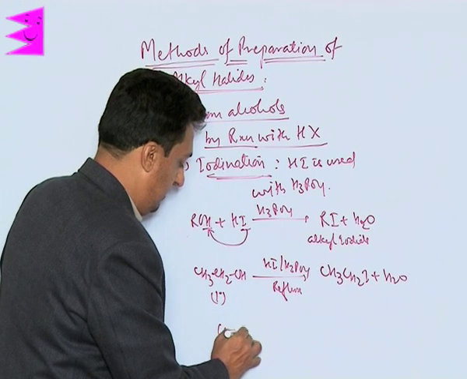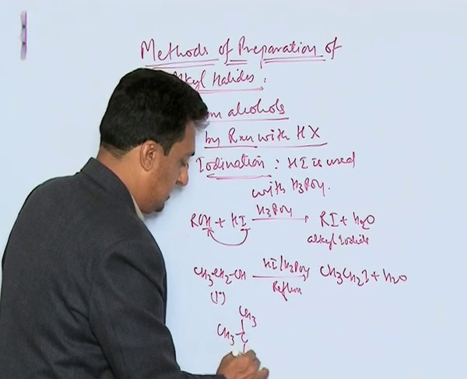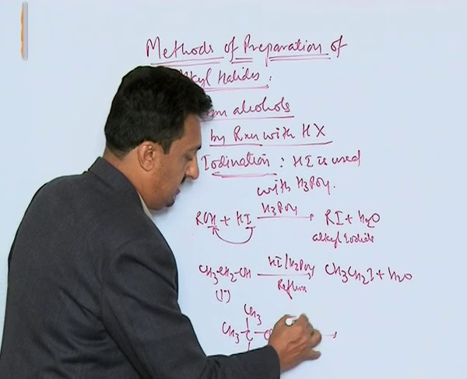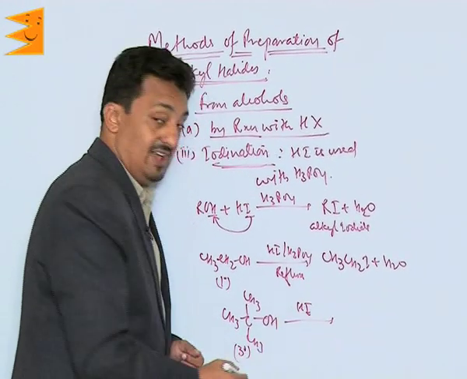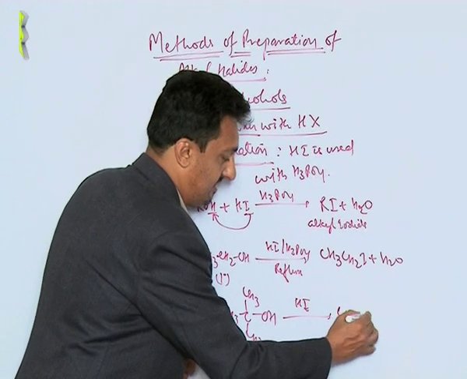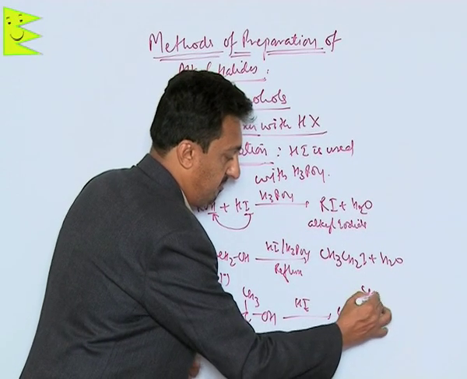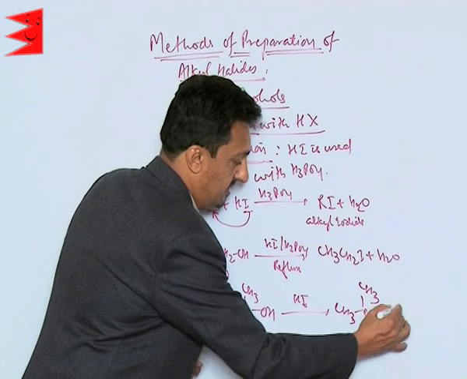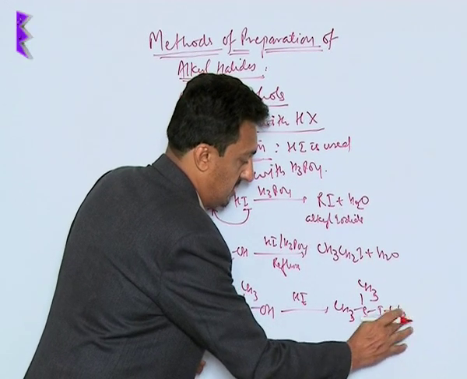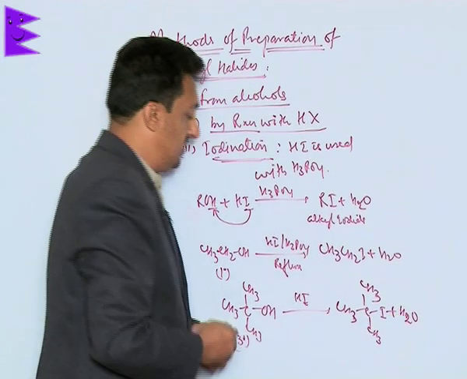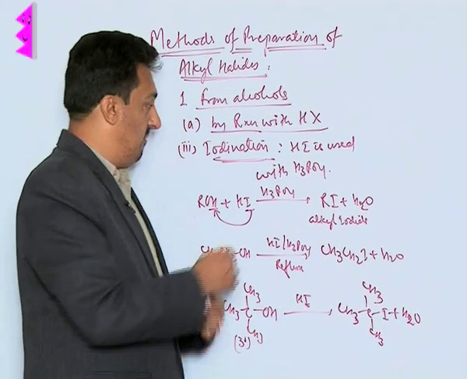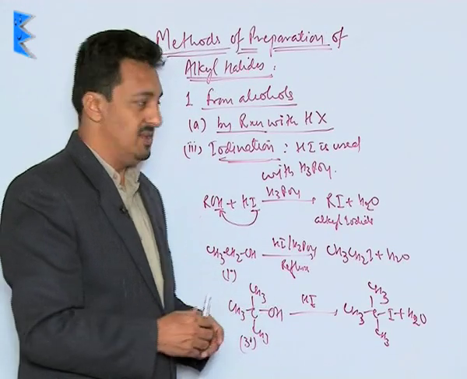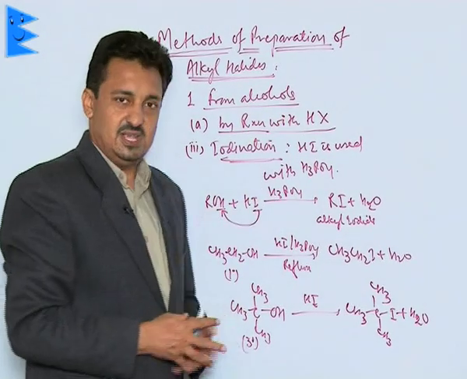But if the alcohol is tertiary, what we find is there is no need. The HI, being the strongest halogen acid, directly reacts to form the corresponding tert-butyl iodide plus water. So, this is how we can replace the OH group by the halogen, and the reaction is done with HX.